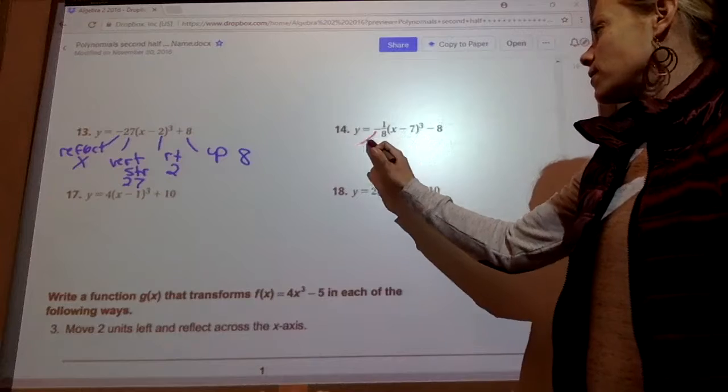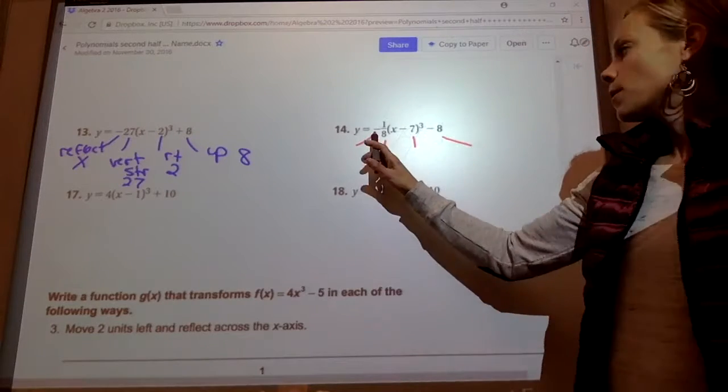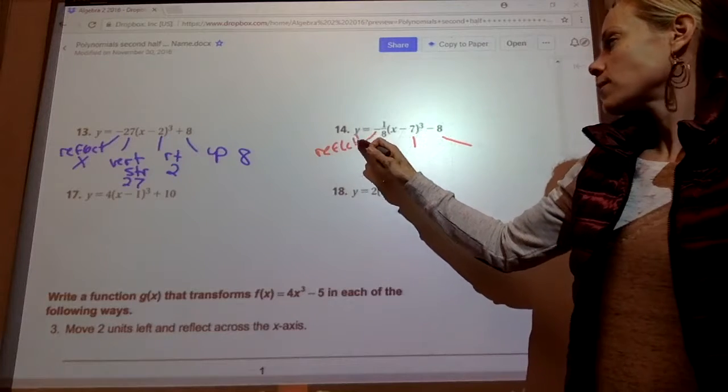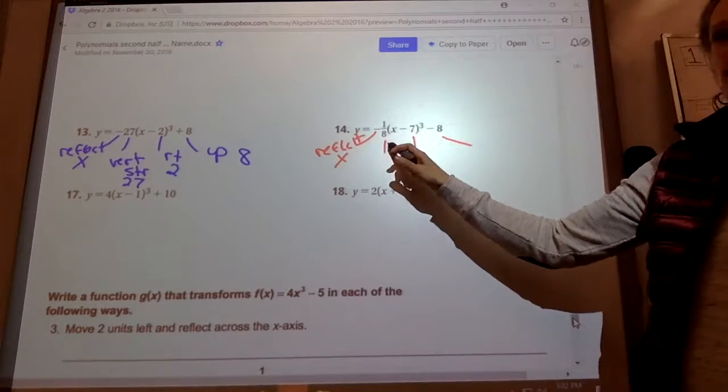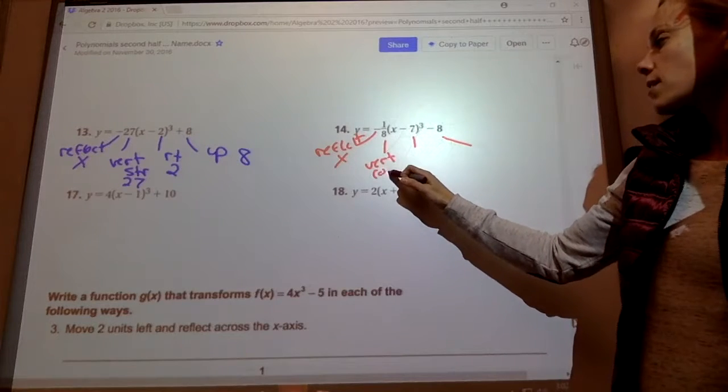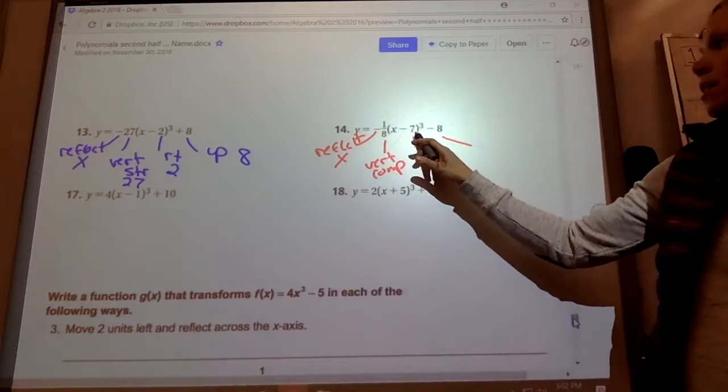Let's try another one of those. Holy cow. What would this negative mean? Reflect over the x. Good. What does 1/8 mean? What kind of vertical? Vertical compression. When it's less than 1, it's a compression.